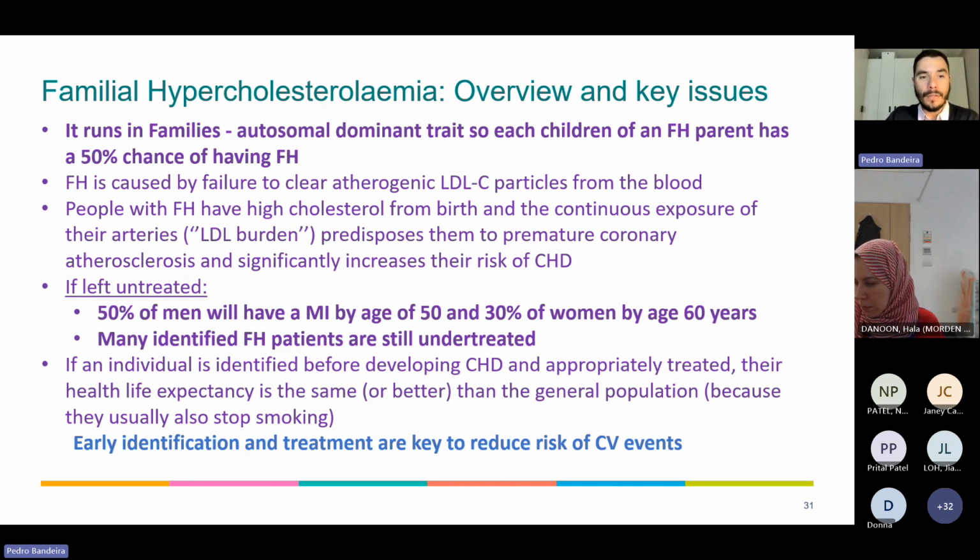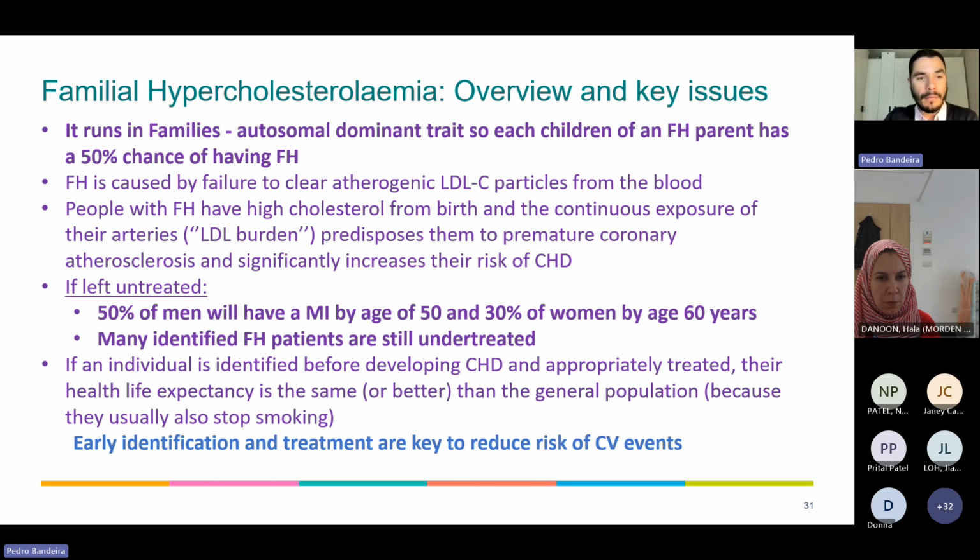And there's a 50% chance of the child having FH as well. FH is normally caused by mutations or pathogenic variants in proteins associated with cholesterol metabolism. The most common is the mutation in the LDL receptor, which prevents the cholesterol from being broken down effectively.